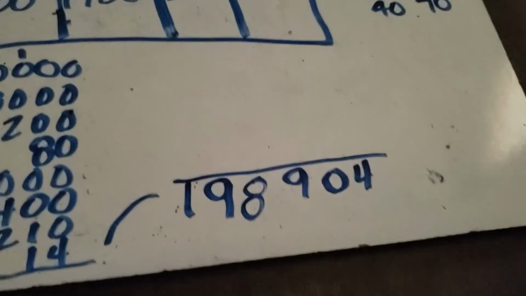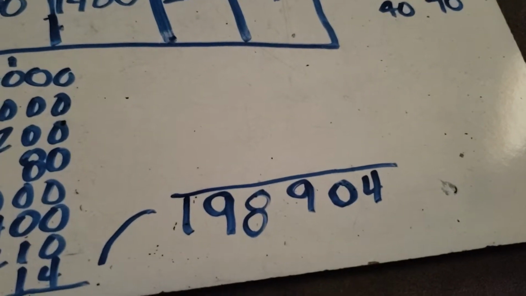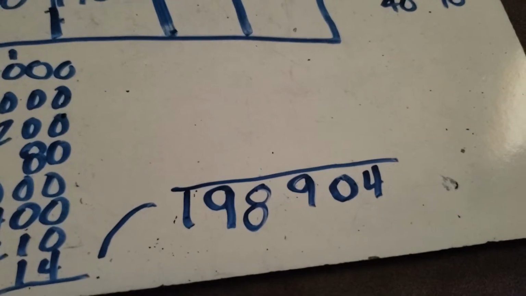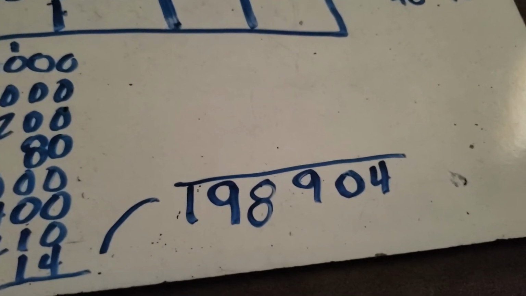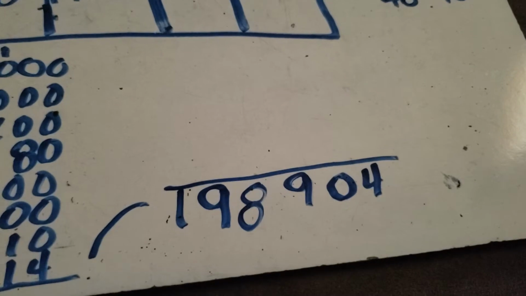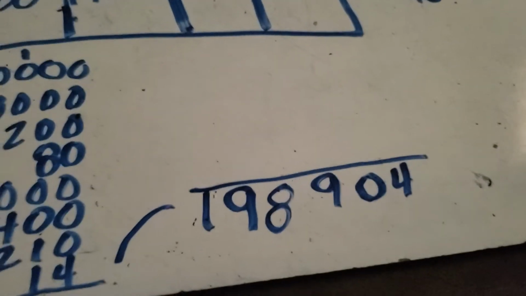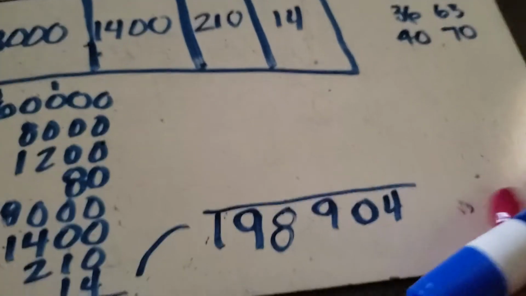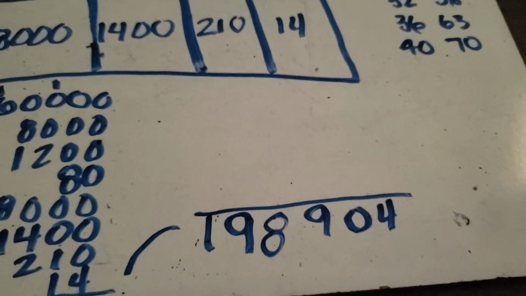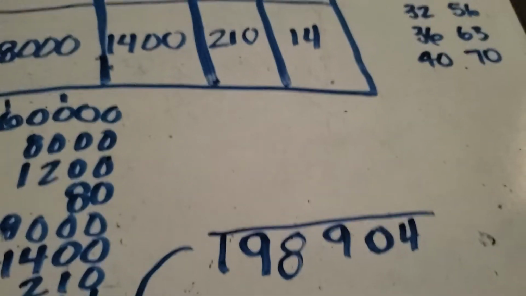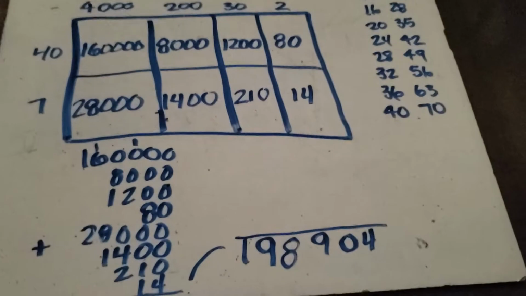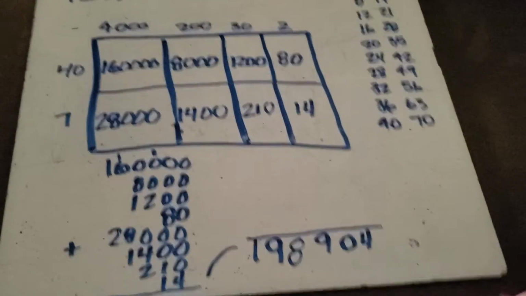And again, I have 1,098. No, I'm so sorry. I have 198,904. Wow, y'all, you could tell it's a Saturday and I'm struggling right now. 198,904. See, this method, by the time I get done with it, I am just tired.